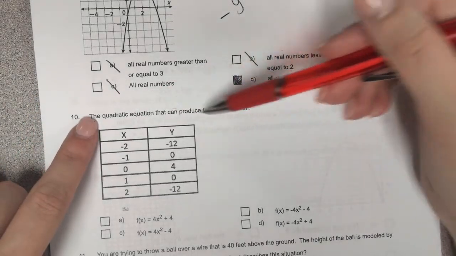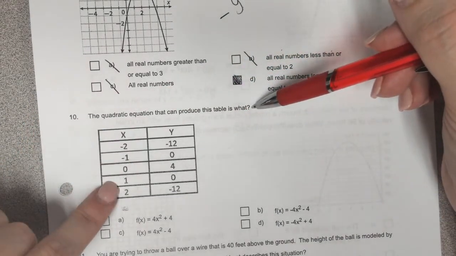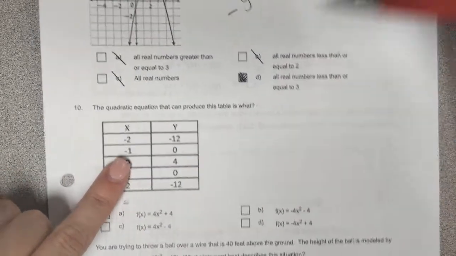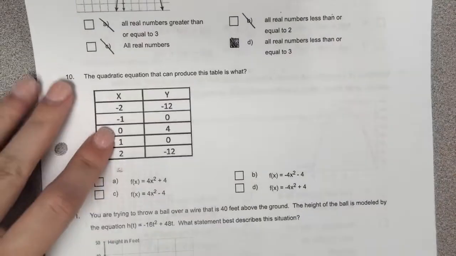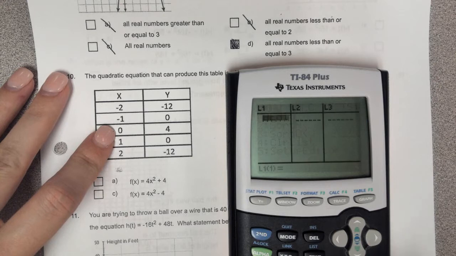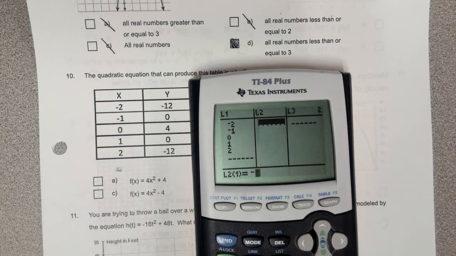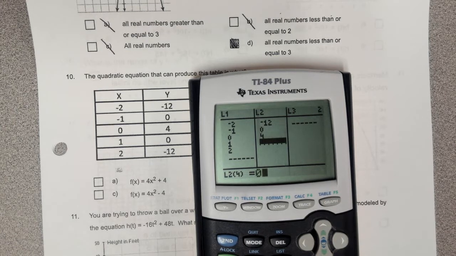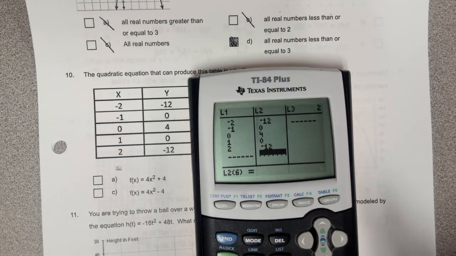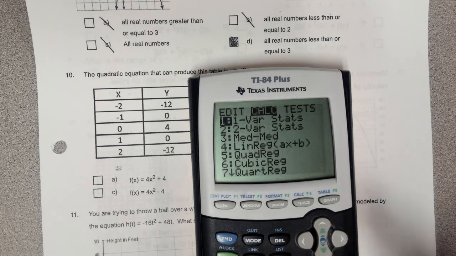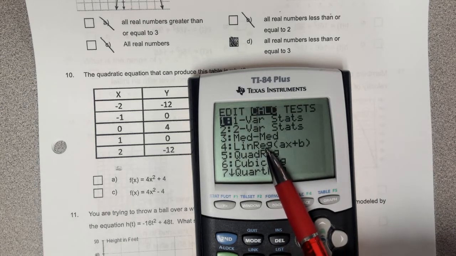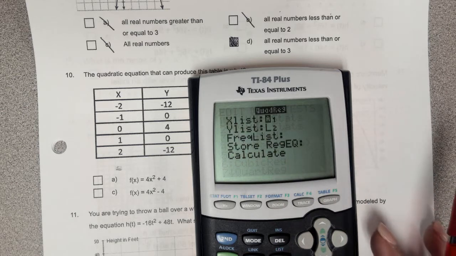The quadratic equation that can produce this table is, anytime they're giving you a table and asking for an equation, you can put them in stat. So I'm going to click Stat, Edit. I'm going to type in my points. Negative 2, negative 1, 0, 1, 2. Negative 12, 0, 4, 0, negative 12. And then I click Stat, Right. Instead of 4, since we're not in linear anymore, we're going to click 5.